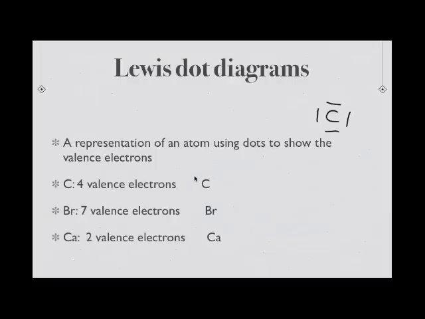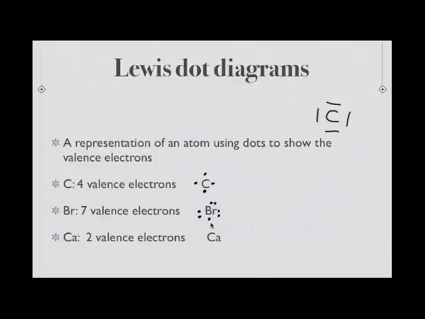So it's kind of like when you make the orbital diagrams, you want to put 1 electron around each side before you start doubling them up. So if I have 4 electrons, then there's 4 sides. Each one gets a single electron. Bromine has 7. Each side gets a single, and then we're going to go back and double them up.